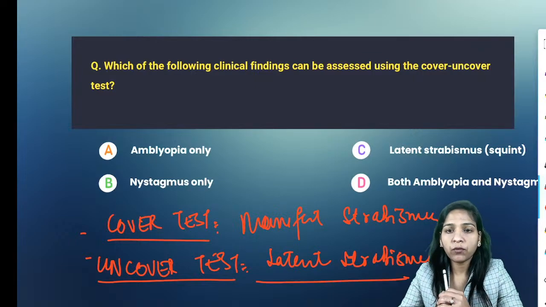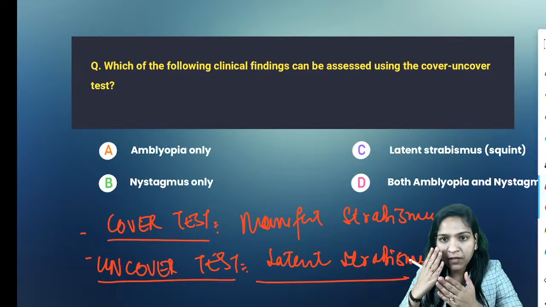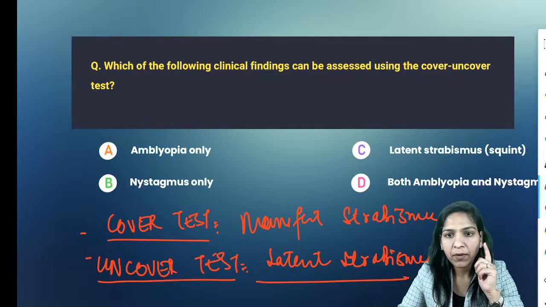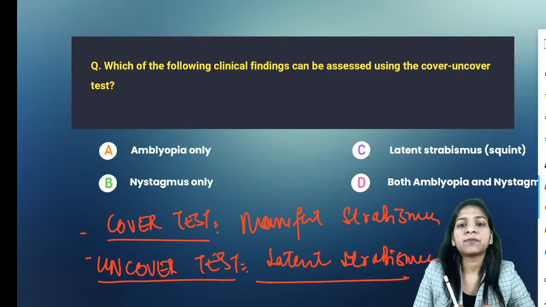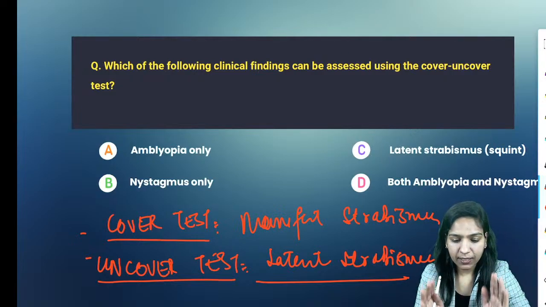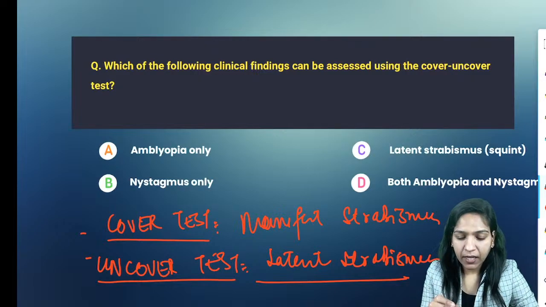In the cover test for manifest strabismus, we just cover one eye and check the movement of the uncovered eye. In the uncover test, we cover one eye, and then after uncovering that eye, we check that eye's movement. I hope I am clear till this point. I am explaining it again.